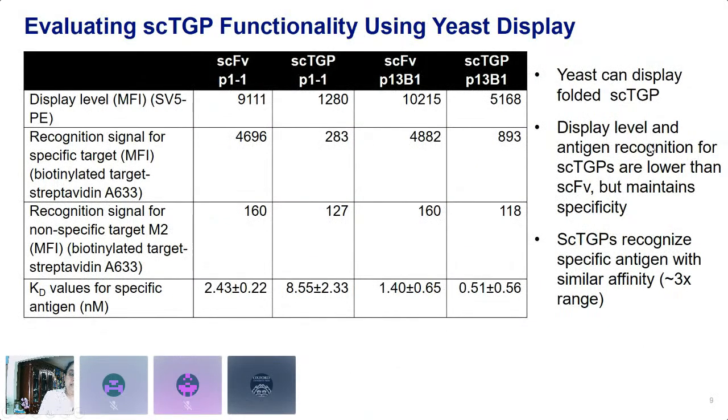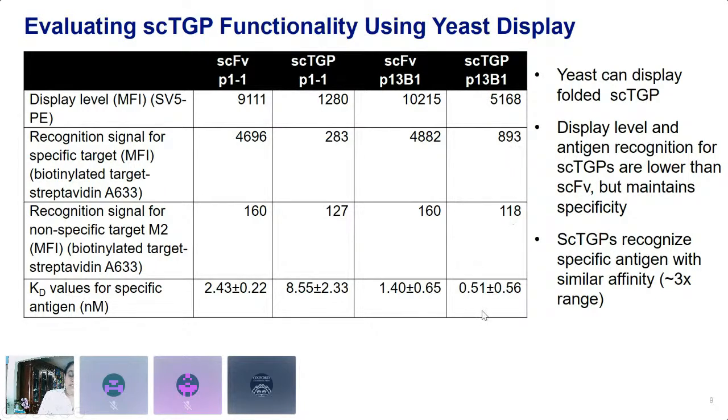This table shows the numerical value for the dot plots that I showed you before. And what the data shows is that the yeast can display both the SCFE and the SCTGP. And the binding is quite specific. This is the negative control value with the negative control antigen, and this is the specific binding. And as you can see, there is almost a 9 times difference between the specific signal.